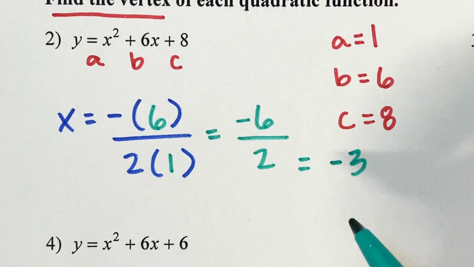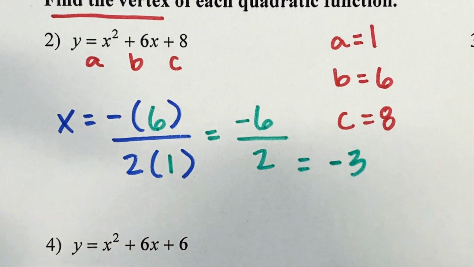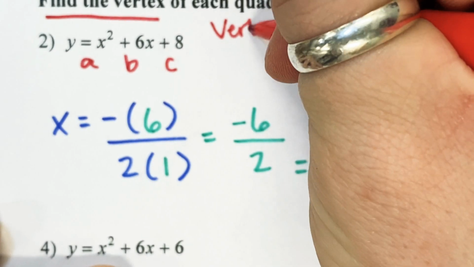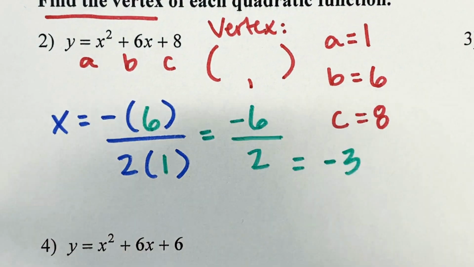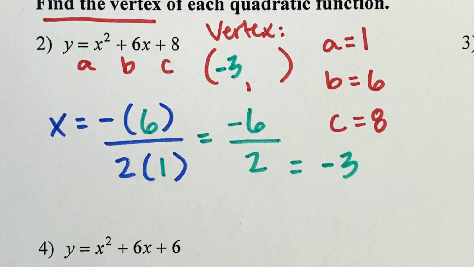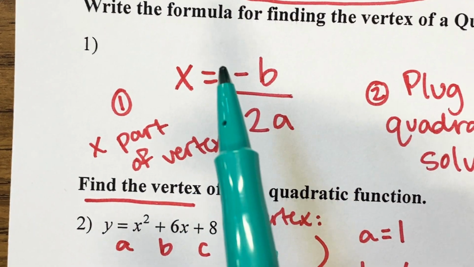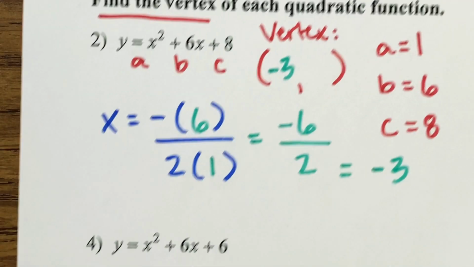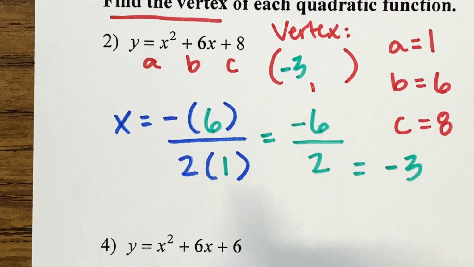And I really wish I hadn't written so big because we need space to find our y now. So for our vertex, we'll write it small up here. This will be our answer. Vertex. We just found the x part of it. The x part of it is negative 3. So that was step 1, finding the x. Now we need to do step 2, plug it into the quadratic to solve for y. So everywhere we see an x in here, we're going to plug in negative 3.